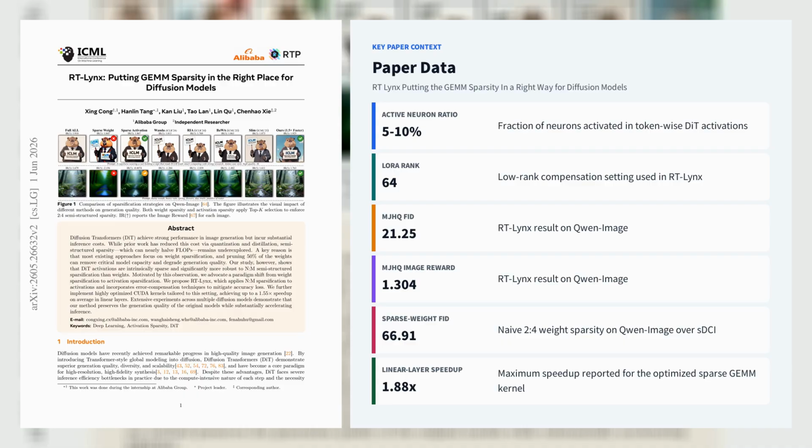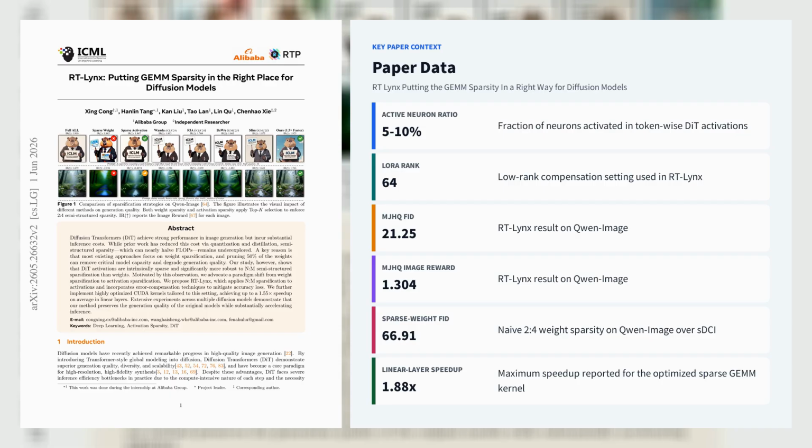The method applies online N:M sparsification to intermediate activations, rescales them with norm compensation, and restores residual detail through a lightweight LoRA branch with rank 64. For single-stream models, it also skips the most sensitive mixed layers. On Qwen-Image, RT-Links reaches FID 21.25 and image reward 1.304 on MJHQ-30K, improving over the dense baseline FID 21.98 and outperforming prior weight sparsification methods such as Wanda, RIA, BAWA, and SLIM.